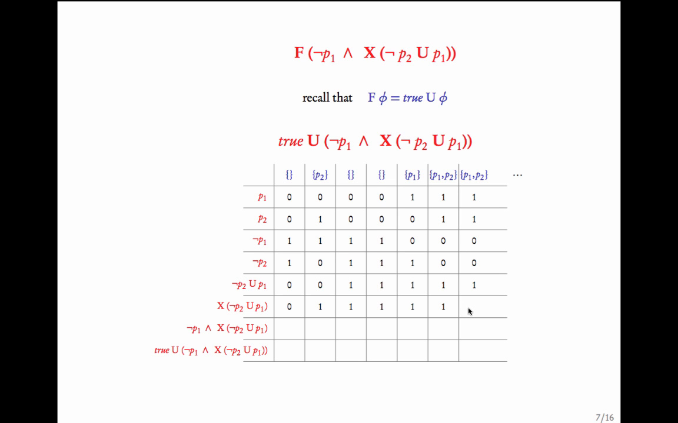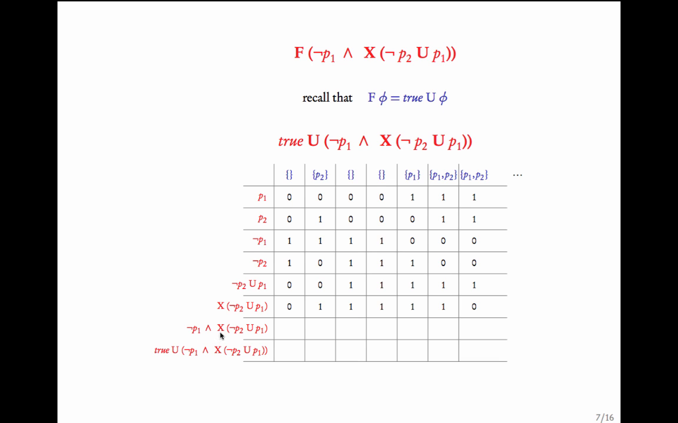Now what about this position? We do not know the value of not P2 until P1 here. So this could be either 0 or 1. Let us just assume that it is 0. We have not given what happens to the rest of the word. So with this incomplete information here, you just assume that it is 0.